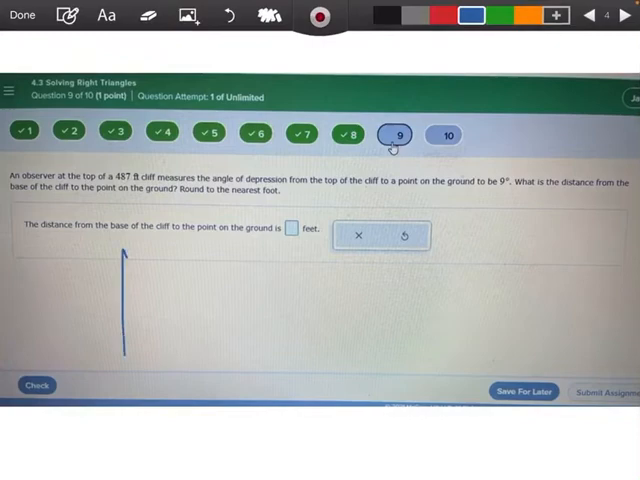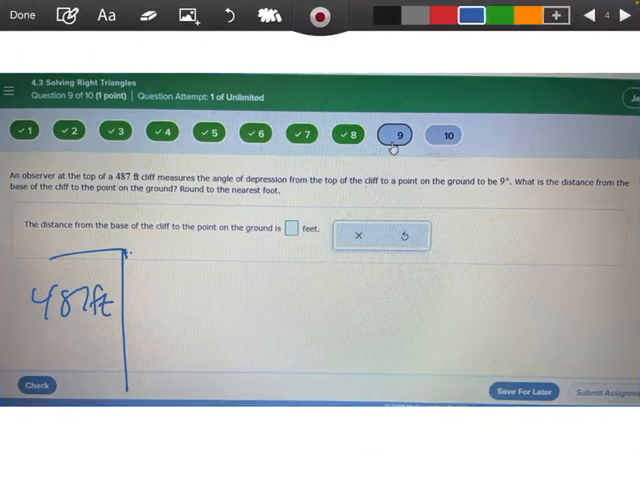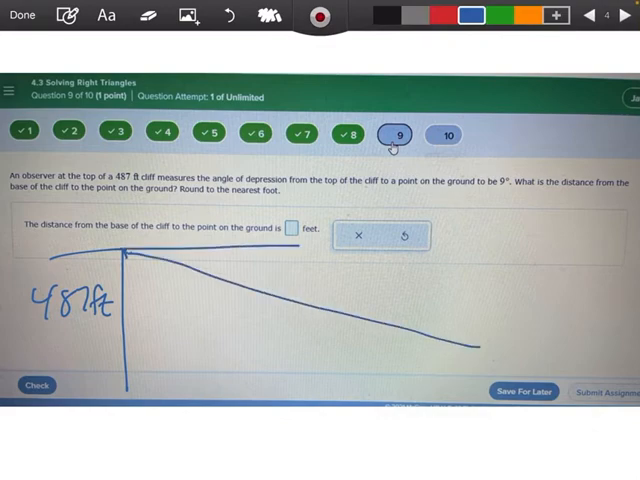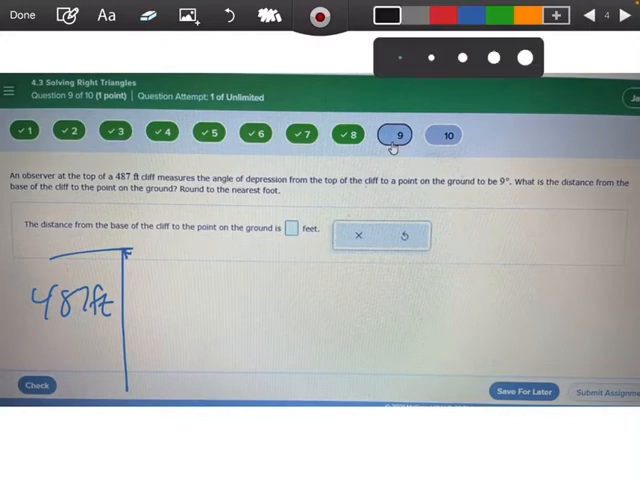Okay, so here we are on a cliff, and this cliff is 487 feet high. Our angle of depression is looking down, and the angle of depression is this angle right here. That's the 9 degrees, okay? So what I'm really doing here, guys, is making a triangle, and I'm going to fix this a little bit to make it look better so that you can get the idea of what I'm trying to do.